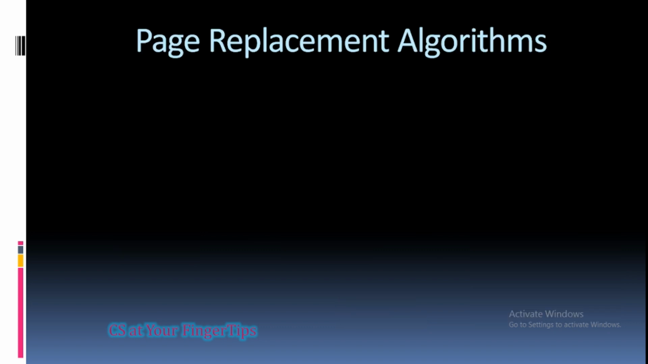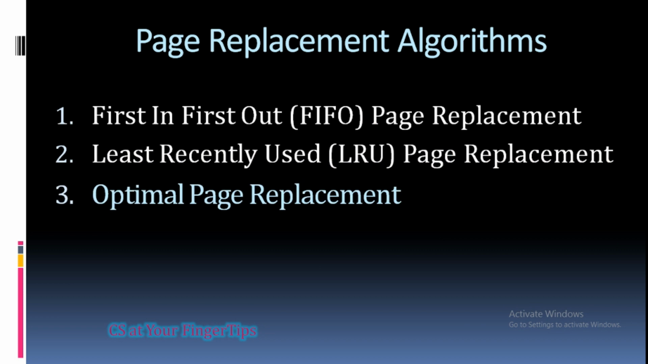Page replacement algorithm decides which memory page is to be replaced when a page fault occurs. There are various page replacement algorithms, and each algorithm has a different method for selecting the page to be replaced. In this video I am discussing the following page replacement algorithms: first, first in first out page replacement; the second one is least recently used, LRU, page replacement; and the third one is optimal page replacement.